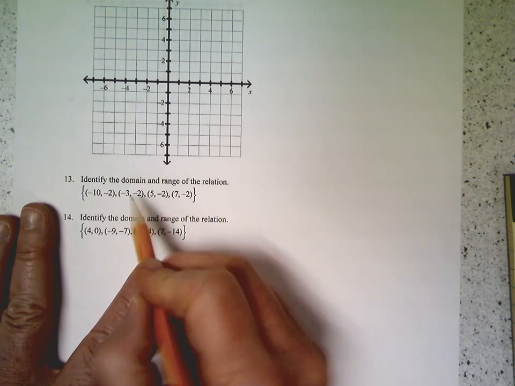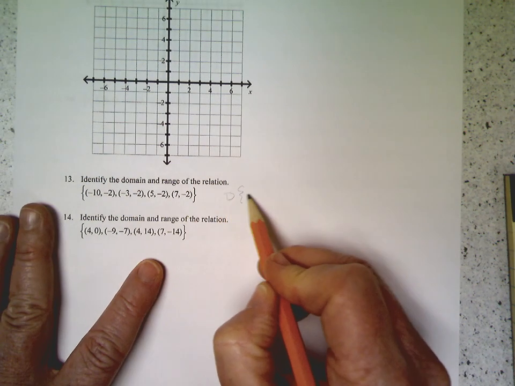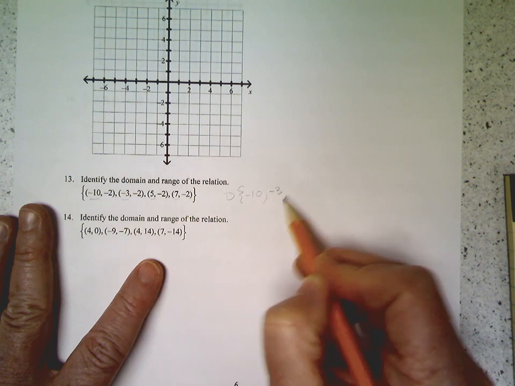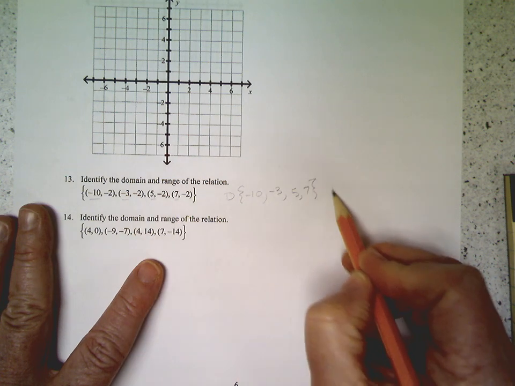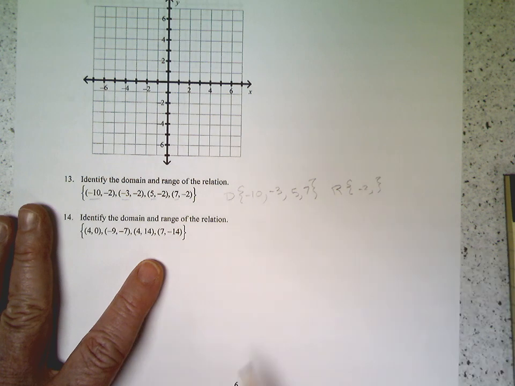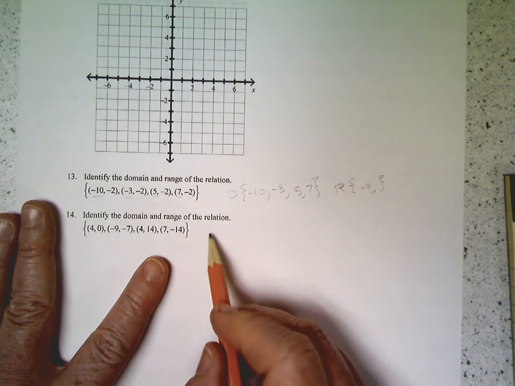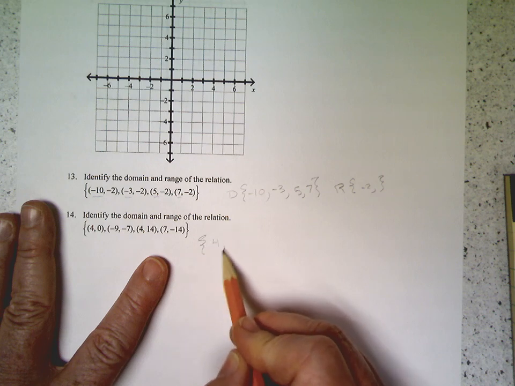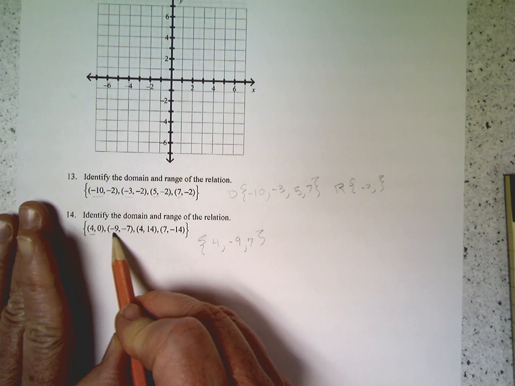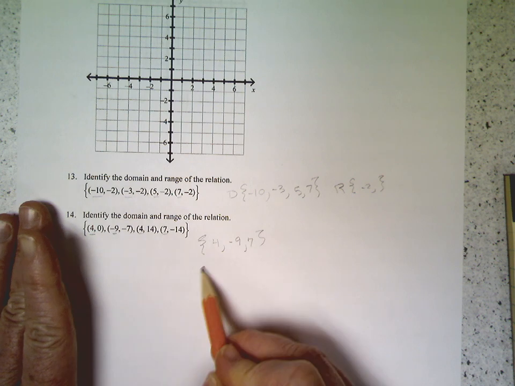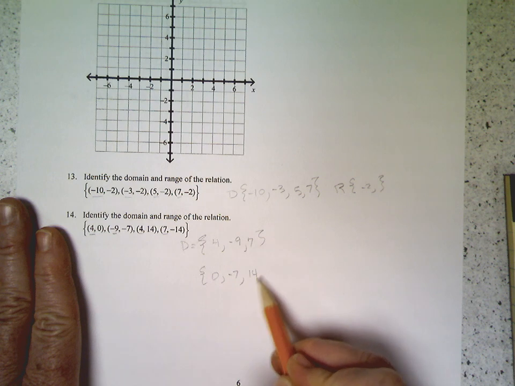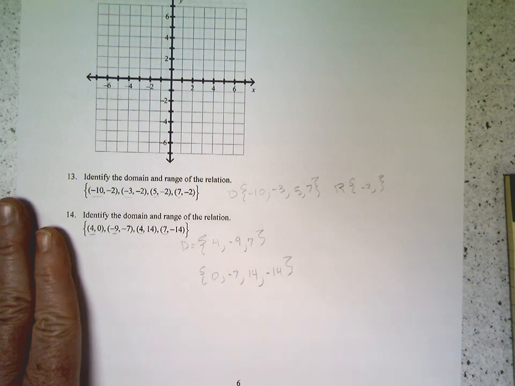Identify the domain of the relation. The domain is -10, -3, 5, and 7. The range, -2, all the way across. So you just have one entry. 14, identify the domain. 4, -9, 4 again, 7. Those are the members of the domain. The range, 0, -7, 14, and -14.